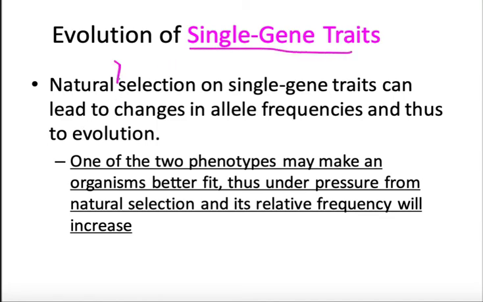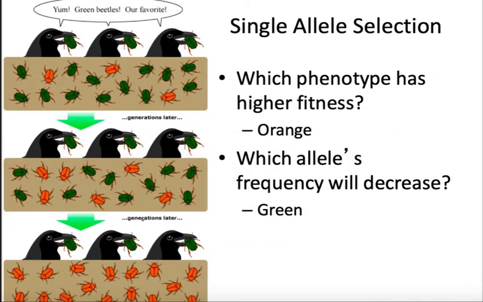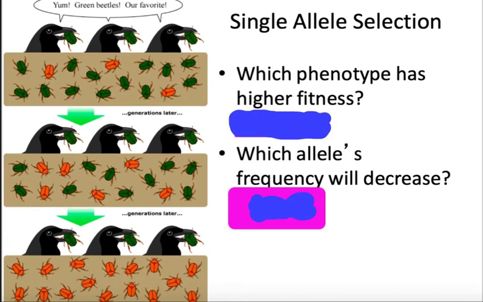We mentioned earlier single gene traits. This is the mice all over again. Evolution of single gene traits is that one of the two phenotypes can be more fit, and it will increase in frequency. What does that mean for the other phenotype? It has lower fitness, and so it will decrease in frequency. Okay, so this is a great example of selection happening on a single gene trait with these beetles. I'm going to pause for a second while you try to answer these two questions. Which phenotype has a higher fitness, and which allele frequency will decrease?